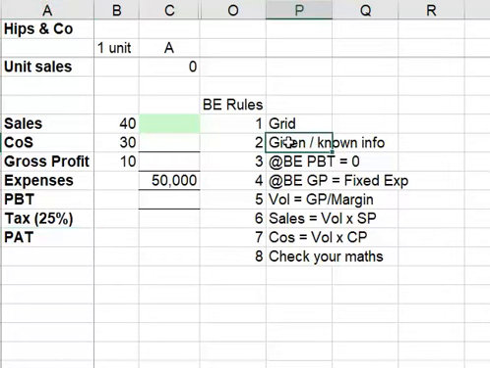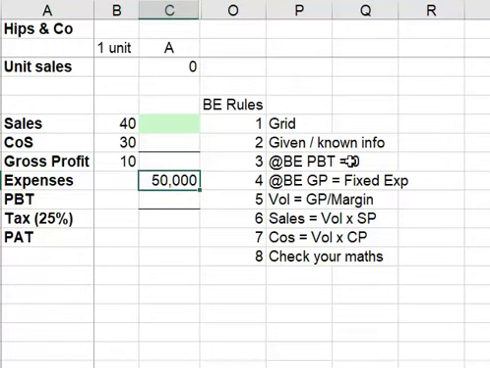The next rule is to take the given information in the question and put it into this grid. Here I've completed the selling price and the cost price. And of course 40 minus 30 is equal to 10. And I've also included here the fixed expenses that were given to us in the question.